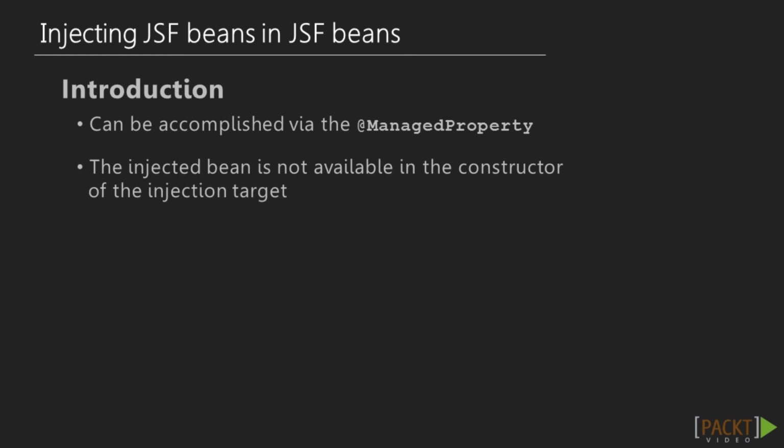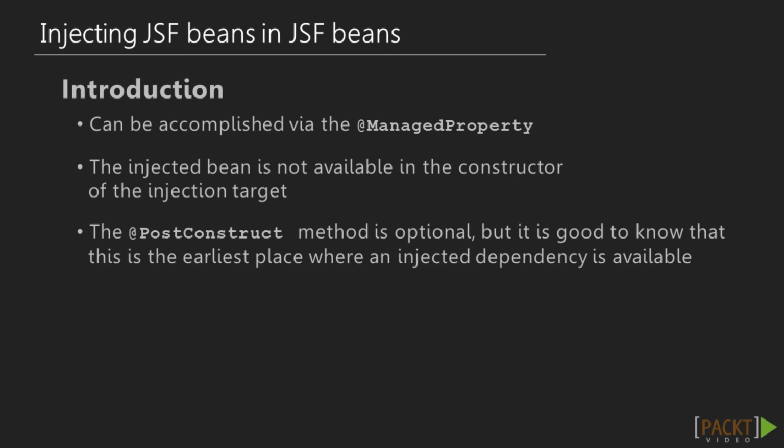In order to exploit the injected bean by accessing its properties and methods, we need to ensure that the injected instance is not null. For this, we have to keep in mind that the injected instance will not be available in the constructor of the injection target, and the earliest place where we can use this instance is in the optional postConstruct method of the injection target.